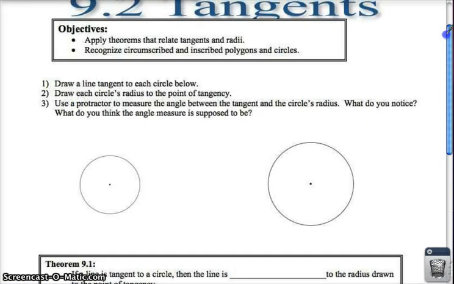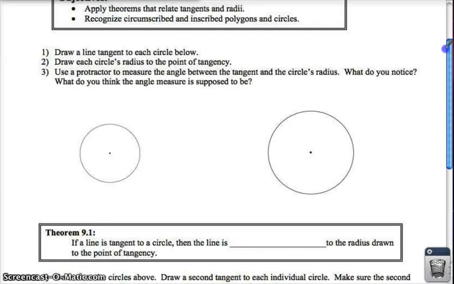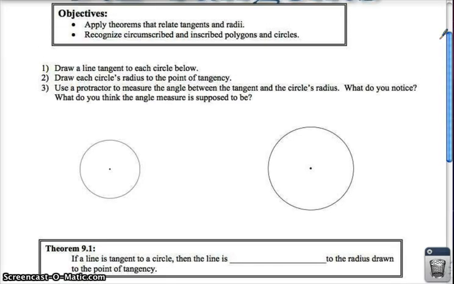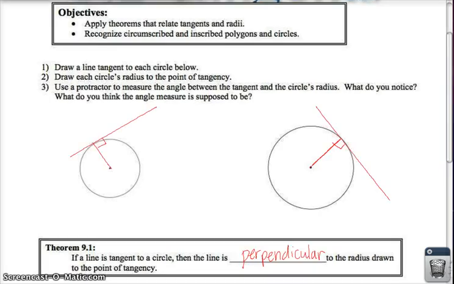Okay, moving on. You should do these activities on your own and see what you get. So go ahead and pause if you haven't done this yet. Pause, do the activity, and then try to fill in the theorem, and then start it when you're done and see if you got it right.